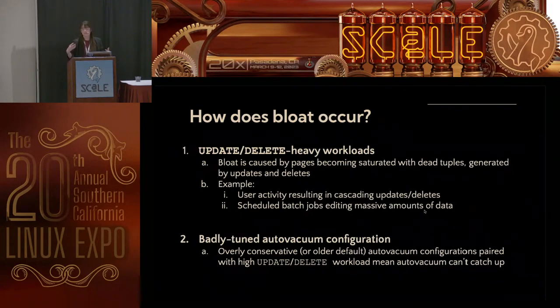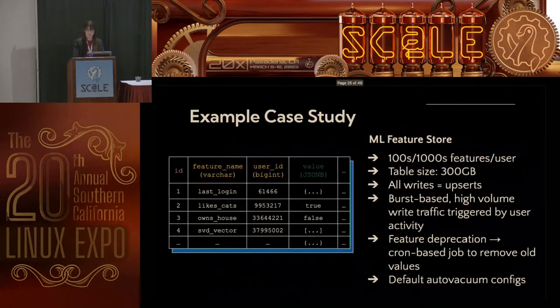Secondarily, and it's really these 2 in combination, not just one of the 2, would be badly tuned autovacuum configuration. Overly conservative or just old or default vacuum configs paired up with that update delete workload can mean vacuum can't actually catch up. So you can have one or the other of these and it can pretty much be okay, but add them together and it can create table bloat. An example case study, which I've actually seen separately at multiple organizations, is something like a machine learning feature store in Postgres.